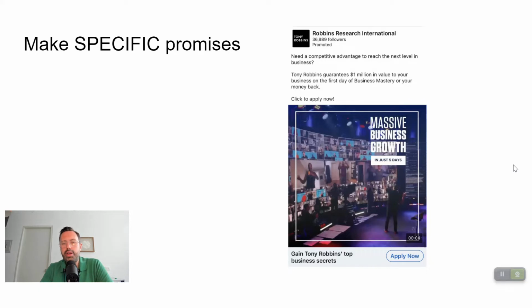Okay, now here's another case where I think effectiveness is being driven by specificity. So Tony Robbins is massive business growth in just 5 days. So he's having this sort of specific promise. And the other specific promise is guaranteeing 1 million in value to your business in the first day. Apply now. So a specific promise that is going to be delivered by this offer, which is why you should apply now for this offer. So he's selling the offer with specific promises, which is excellent.